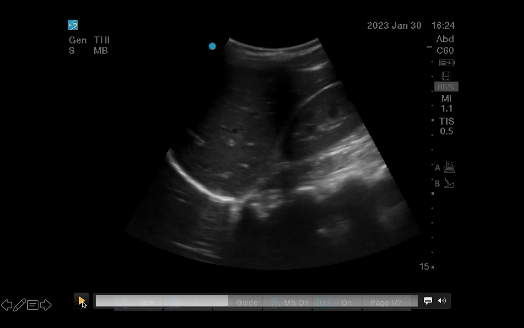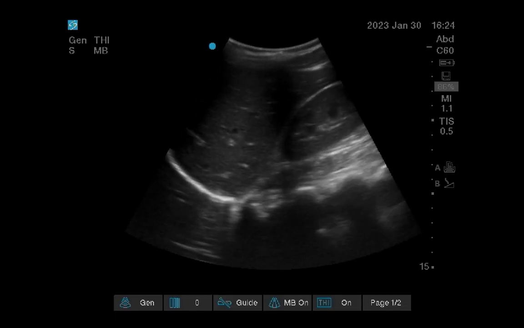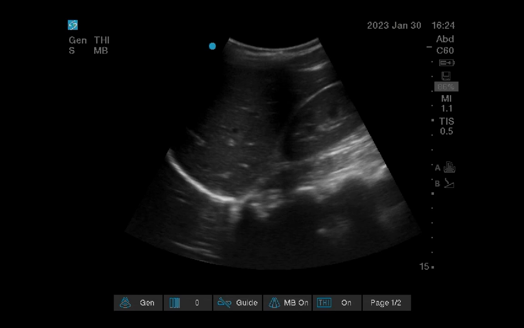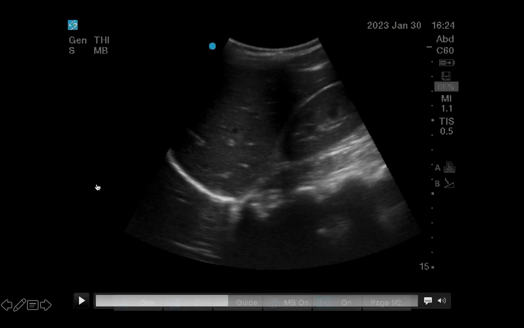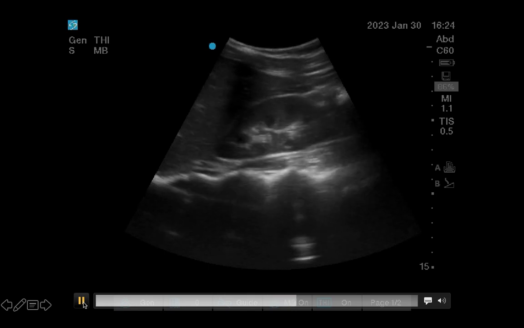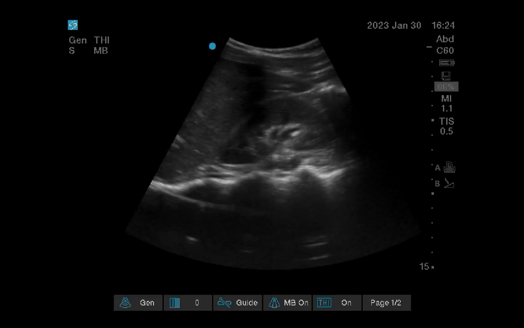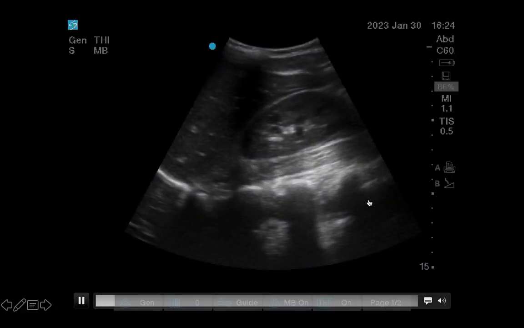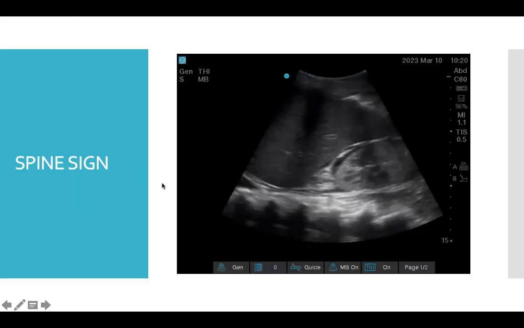Why can we not see it? Because the lung is filled with air, and air doesn't allow ultrasound waves to travel towards the spine segment. But if the patient has any fluid inside the peritoneal cavity, ultrasound waves will travel toward the spine, and we can see the shadow of spine beyond the diaphragm also. That is called spine sign, and we will see it in the next video. This is the spine sign video.